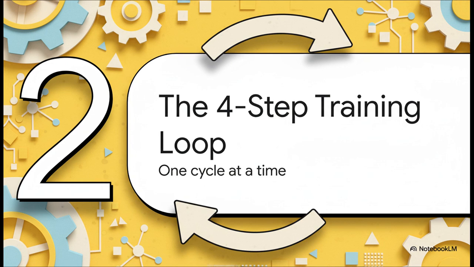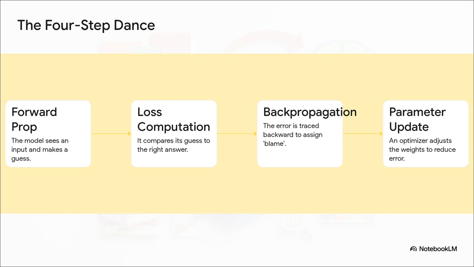You gotta understand, an AI doesn't just learn everything in one big aha moment. Nope. It learns through a constant, super fast cycle of tiny adjustments. And that cycle is what we call the four-step training loop. You can kind of think of it like a little four-step dance. Step 1, forward propagation. The model gets an input, let's say a photo of a dog, and it makes the guess. I'm pretty sure that's a cat.